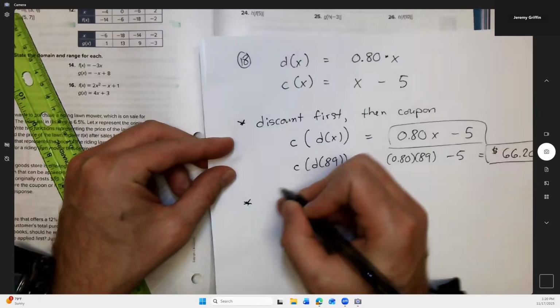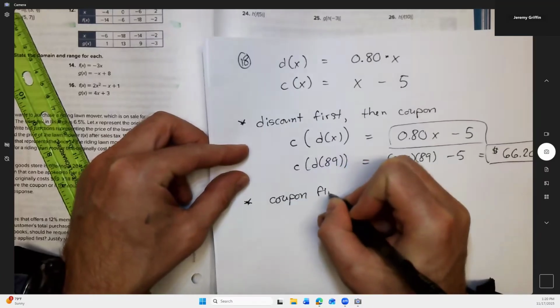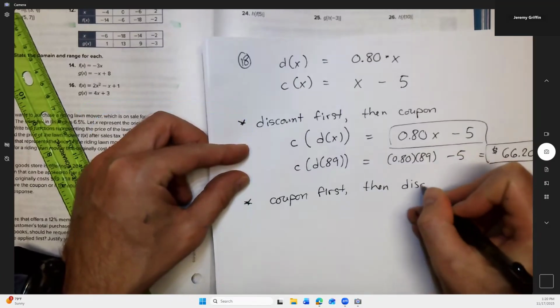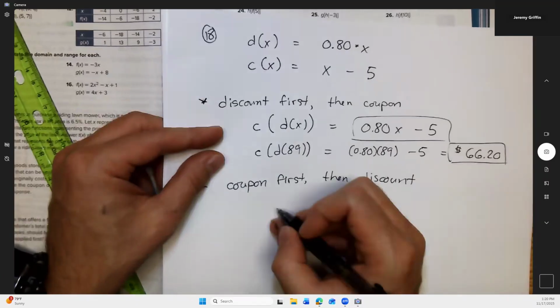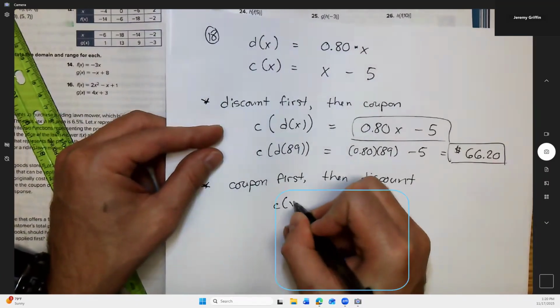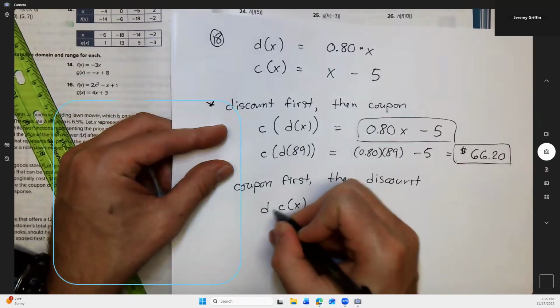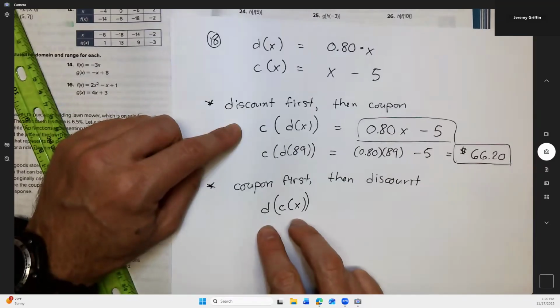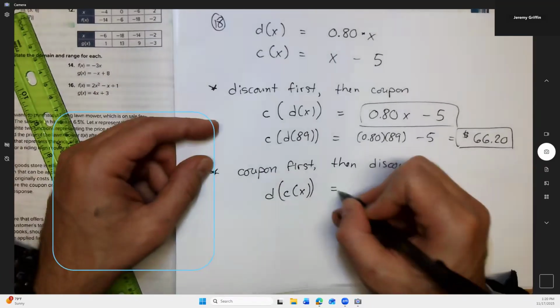Now, what about the other way around? What if she goes coupon first, then takes the discount? How will that play out? Well, that's like taking the coupon price function, right? And then take the discount on top of that. That's like d of c of x. Hey, see how this is different? C of d of x versus d of c of x. It's a little different, isn't it? Yeah.